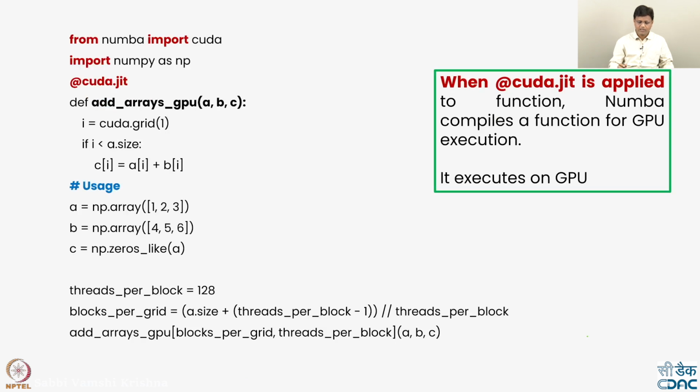Now, I will discuss the other decorator that I have mentioned here, CUDA.JIT. Whenever we apply this decorator to a function, it indicates that this function is a CUDA function, and this function will run, or execute, on the GPU.